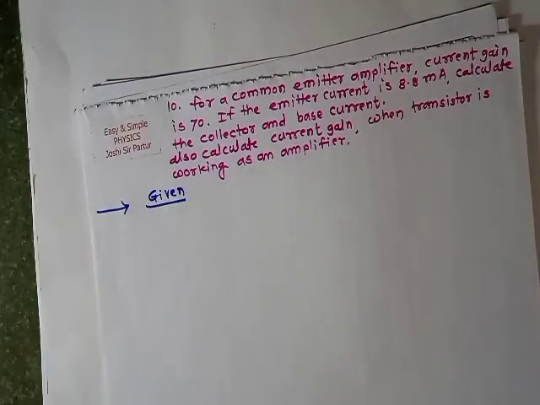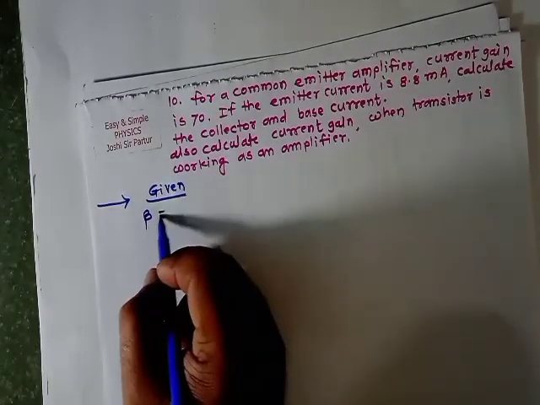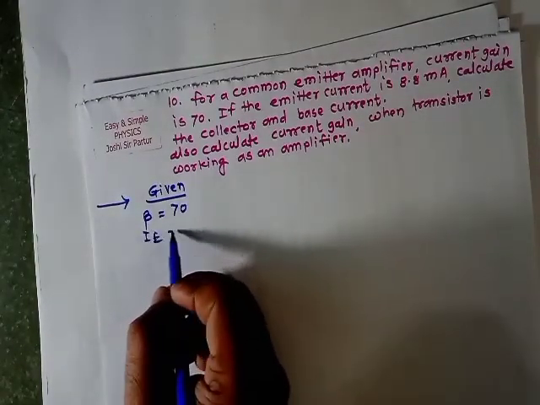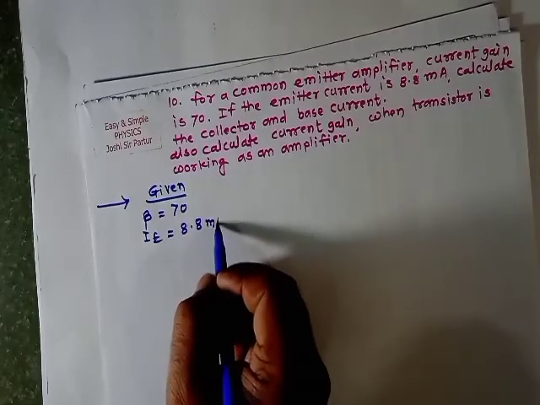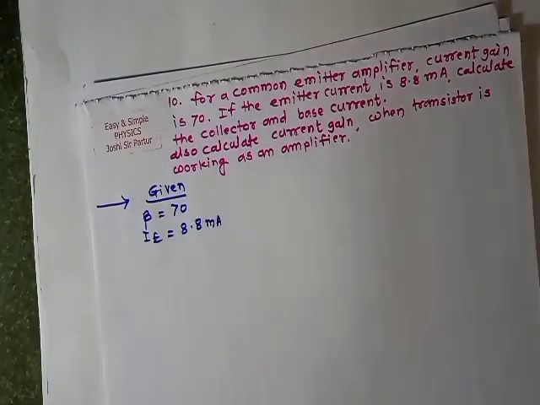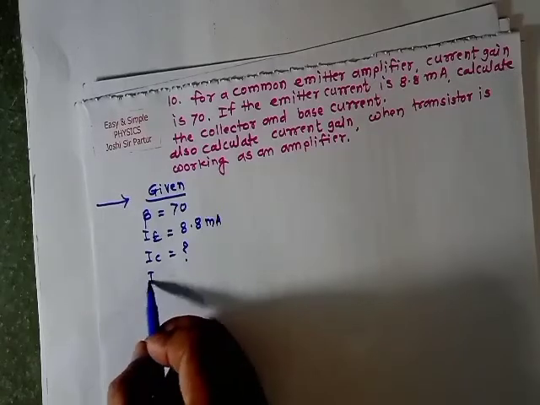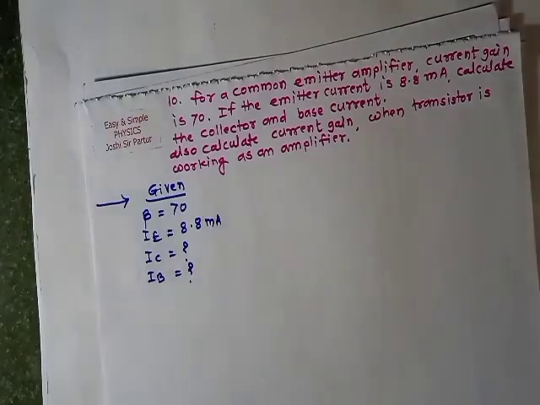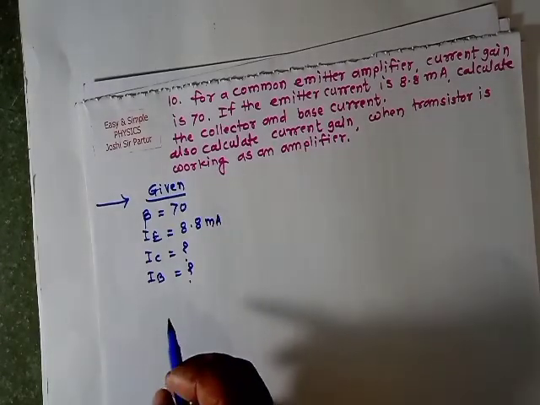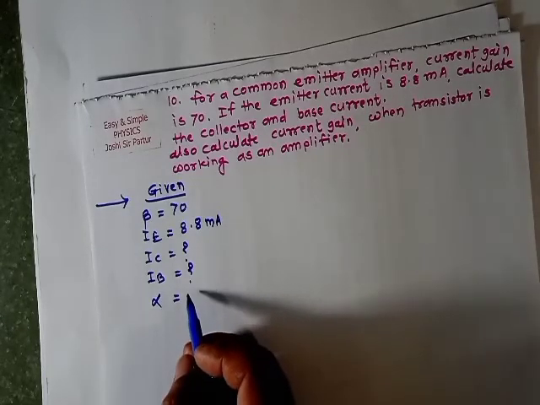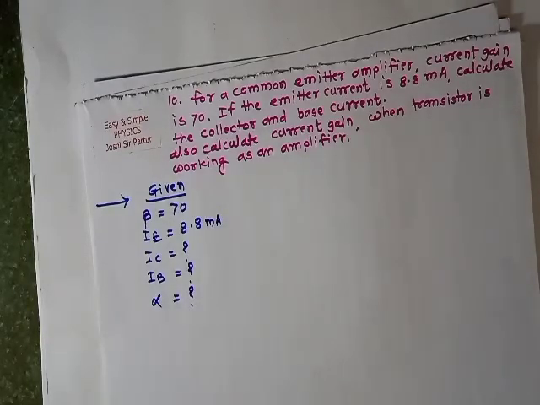So here, given that the current gain, which is more, is 70. Emitter current will be 8.8 milliampere. We can find out the collector current as well as the base current, and we can also find out the current gain when the transistor is working as an amplifier.